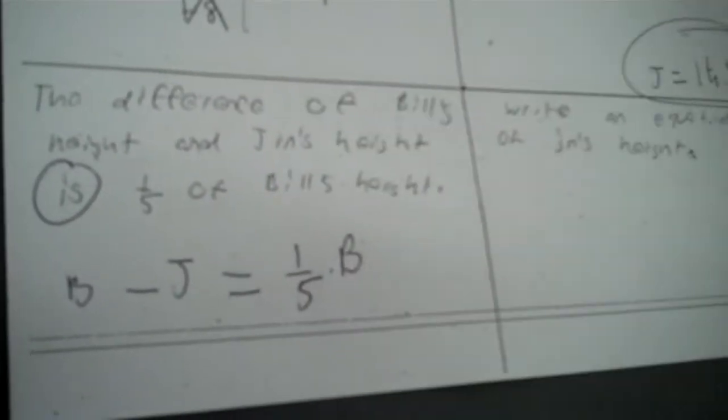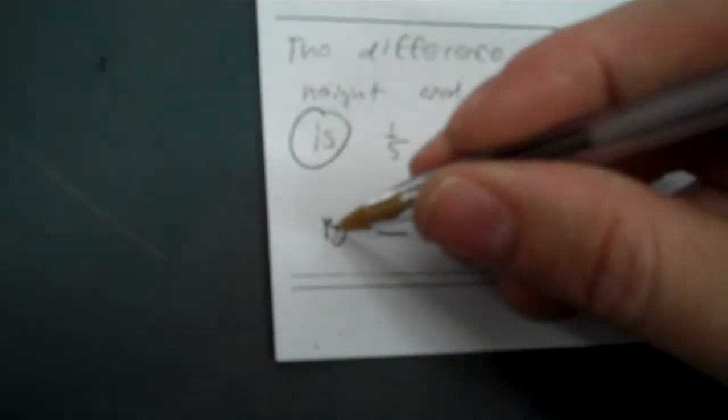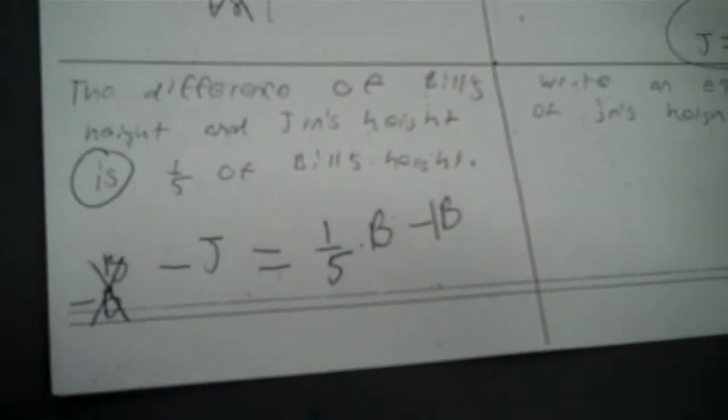1/5 of B, okay? Now we have to get J by itself. So we have to get rid of the other letter, okay? It's a positive b, so we're going to subtract b and then put it behind. And always slap a 1 there.